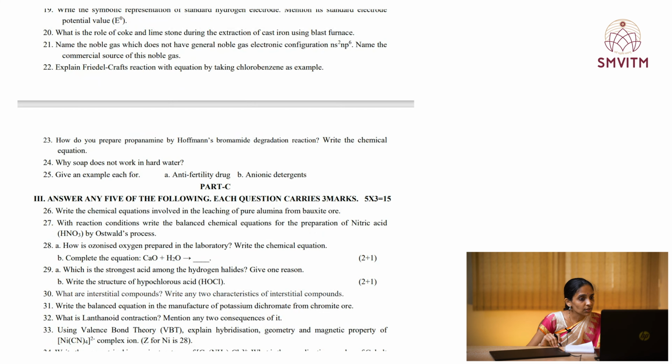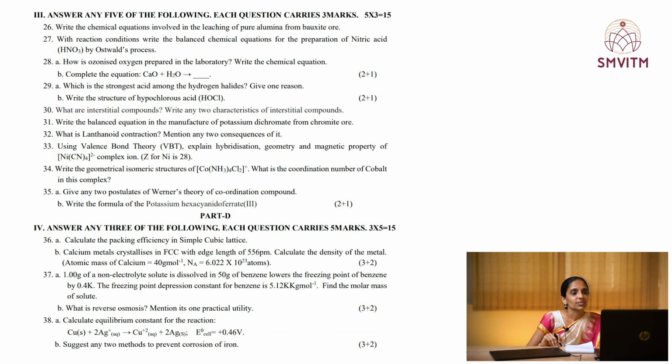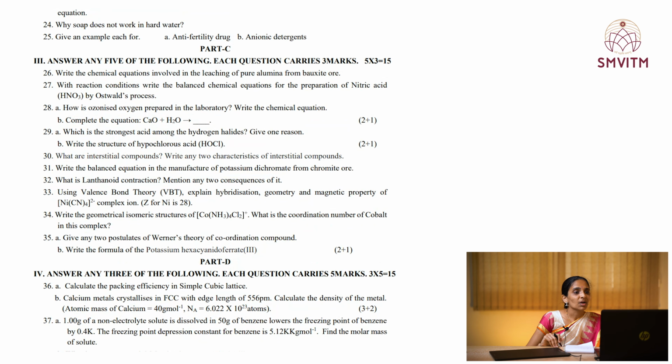Now let us have a look at part C, that is, 3 mark questions, inorganic chemistry. The first question, leaching of alumina, has already been discussed in the important concepts. Then the next, the 27th question, Ostwald's process, has been discussed.